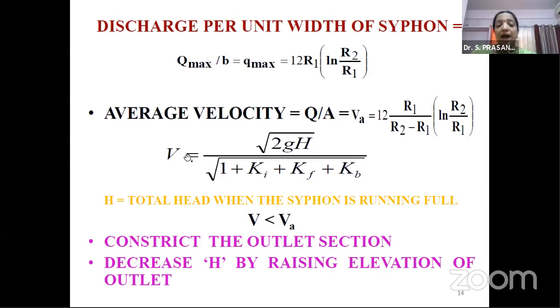And whenever this average velocity falls less than your approach velocity, then you have to look into how to restrict your outlet section, and how to reduce the height, the elevation of the water on the upstream side. So these are the two constraints which you have to look over when your velocity is falling less than the approach velocity, which is a very, very important parameter in any open channel flows.